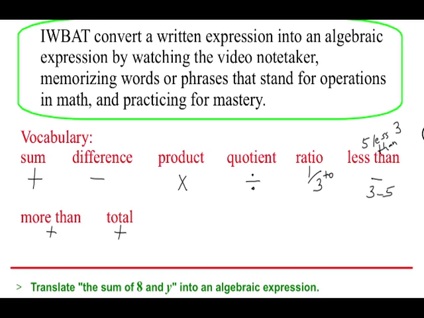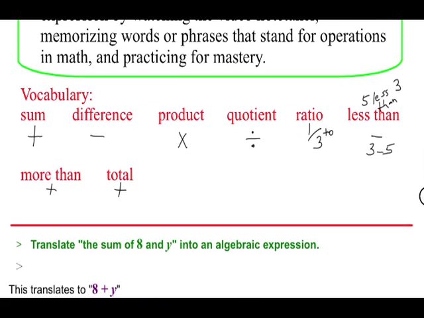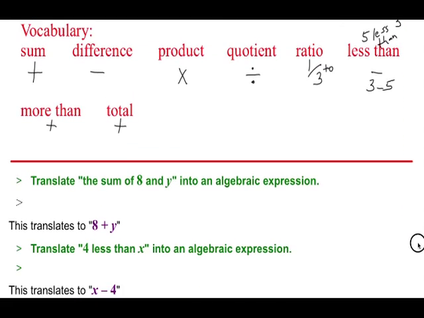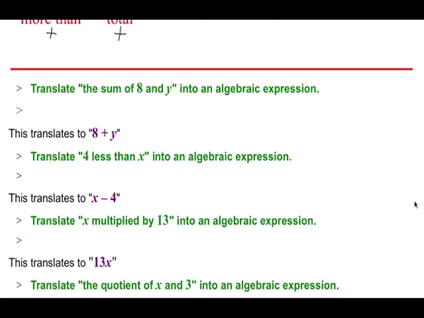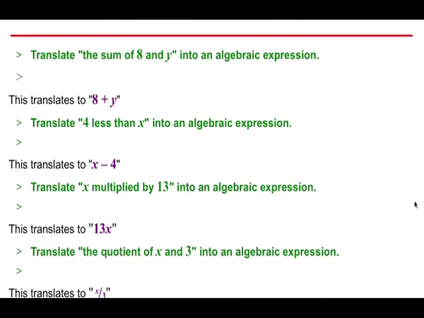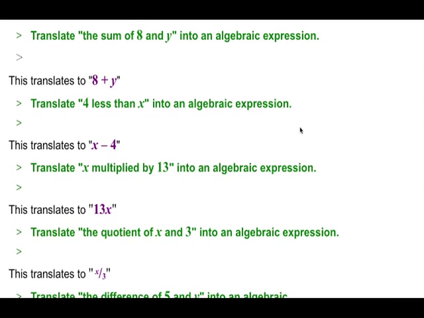So now let's look at some verbal phrases. They're not equations, so we're not going to have an equal sign and we're not going to solve them. An equation has an expression on one side of the equals and then one on the other. So, first one says translate, which means to change or convert, the sum of 8 and y into an algebraic expression. So, in this one, we're going to take sum and change it to addition.